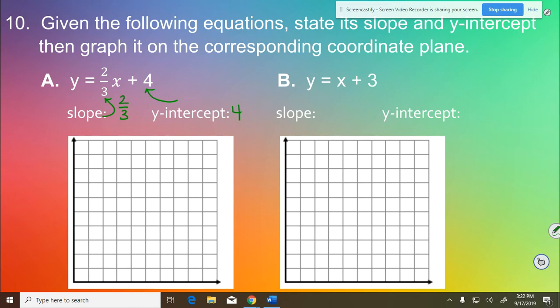So we start at 4 on the y-axis. So we're going to go up from the origin by 4. And then we go up 2 over 3, up 2 over 3, up 2 over 3. Line through the points, nice and straight. Label with the equation.